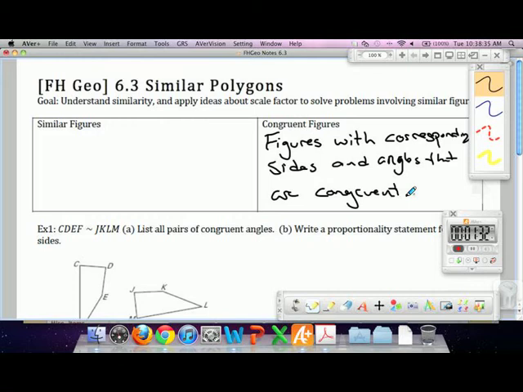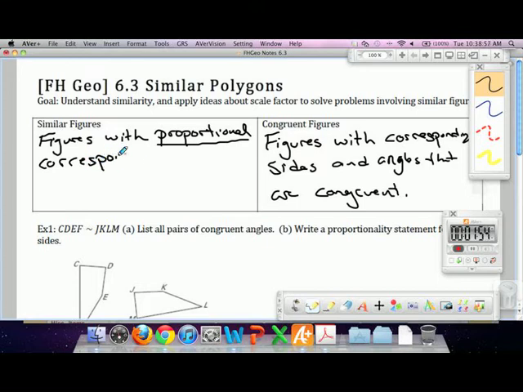Similar figures are figures with proportional corresponding sides and congruent corresponding angles.